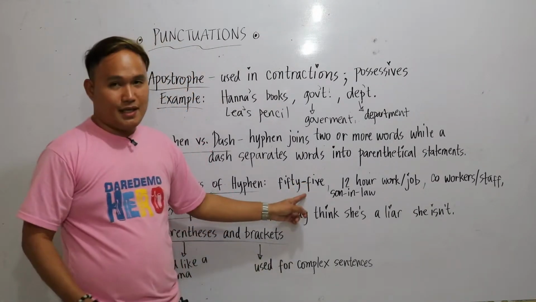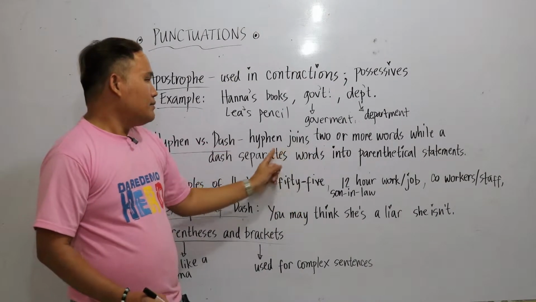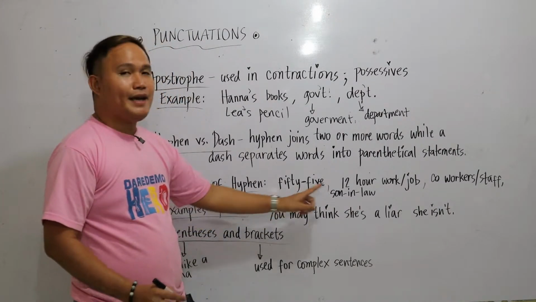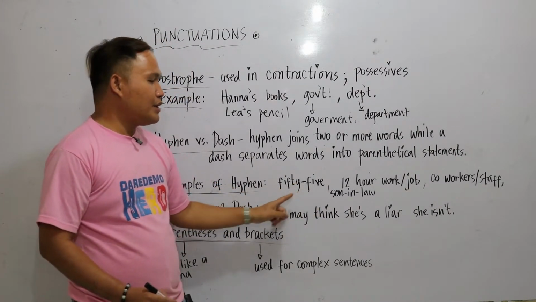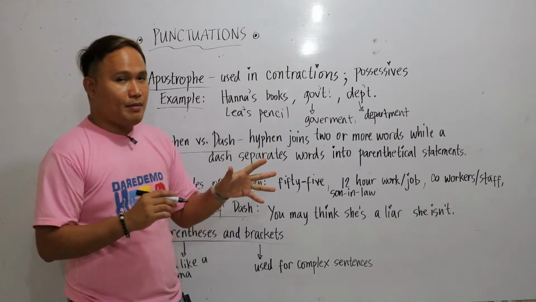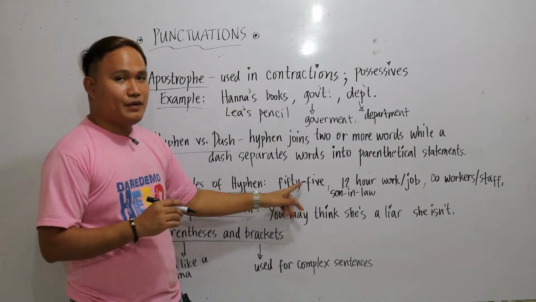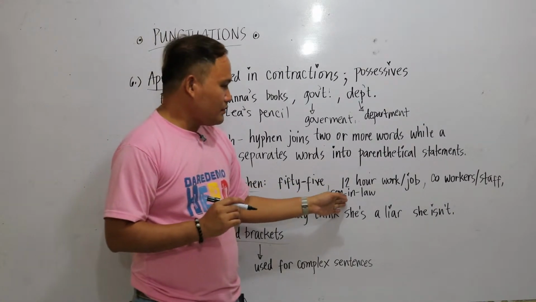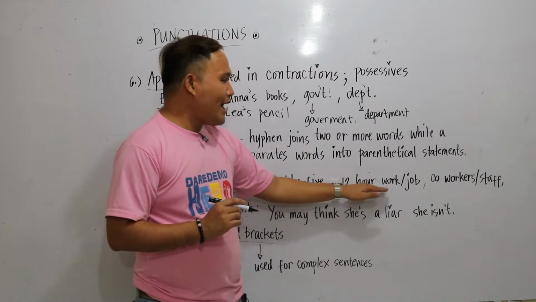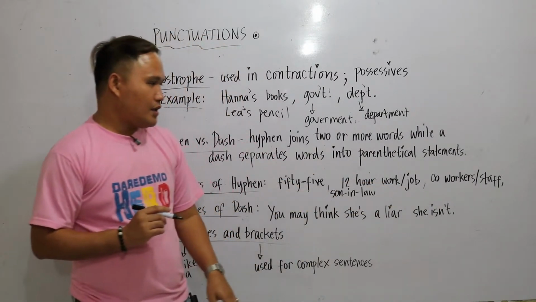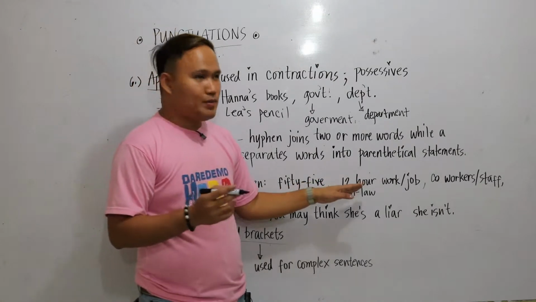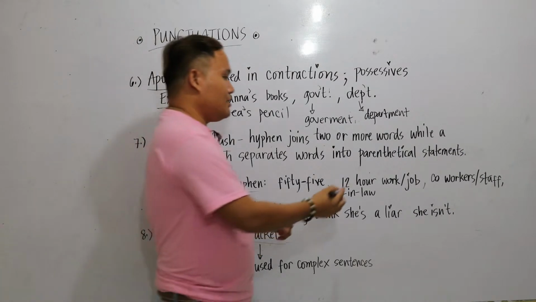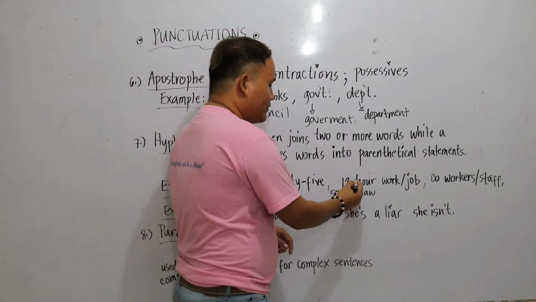We call this a hyphen, not a dash, for words. Remember, a hyphen joins 2 or more words. So we have the words fifty and five. If you're referring to 55 as a number, you put a hyphen in between the words fifty and five. Now, this time, we have 12-hour work or job. Where do you think we need to put a hyphen in this phrase? It should be here, between the 12 and the hour.